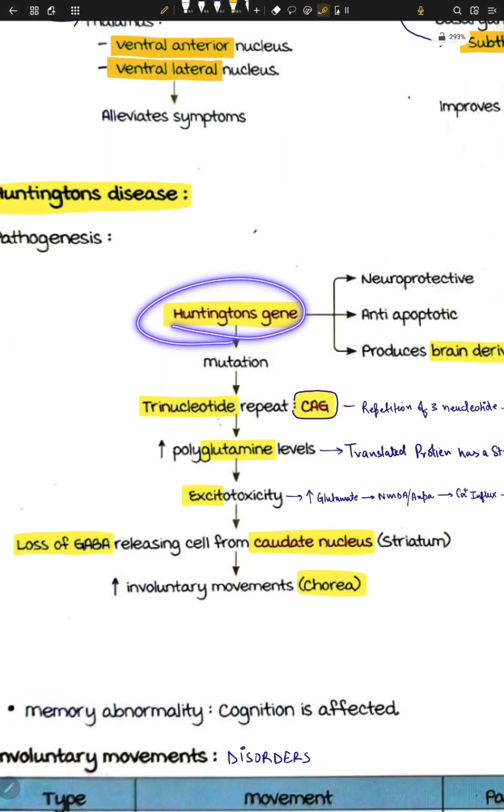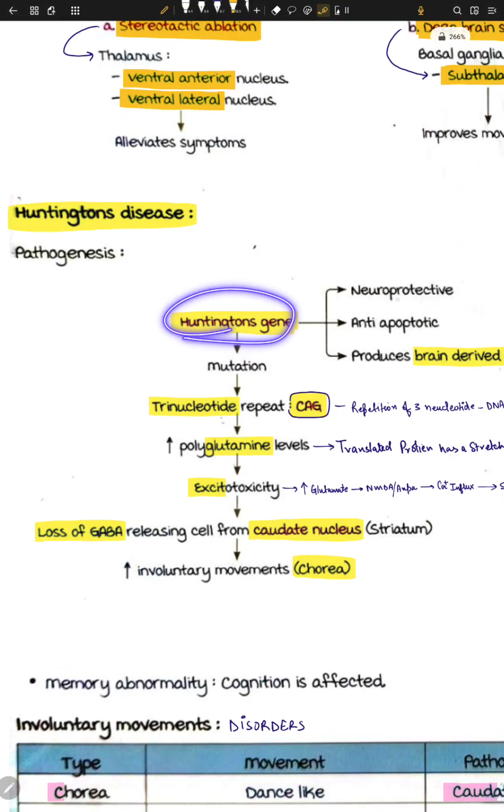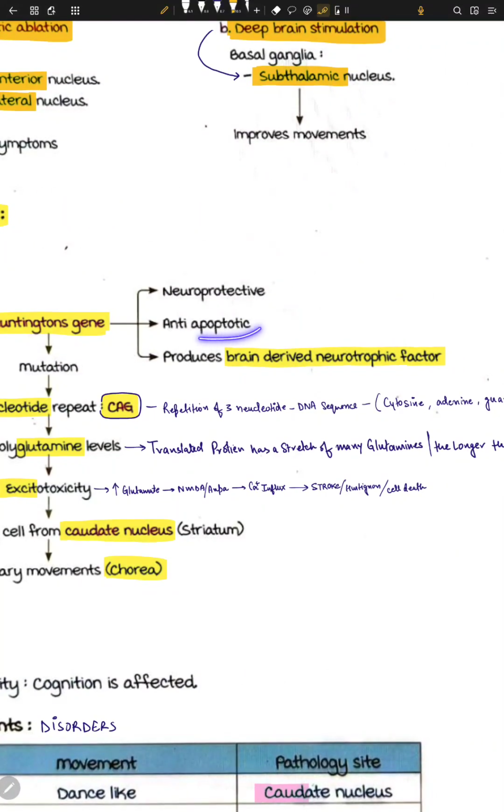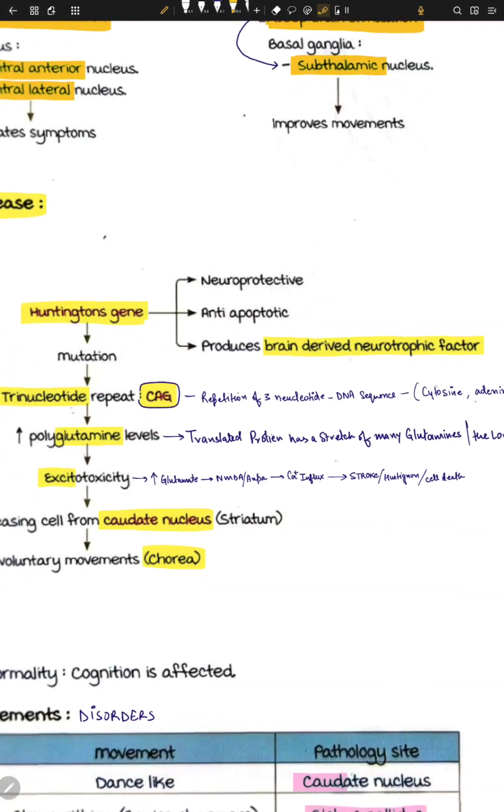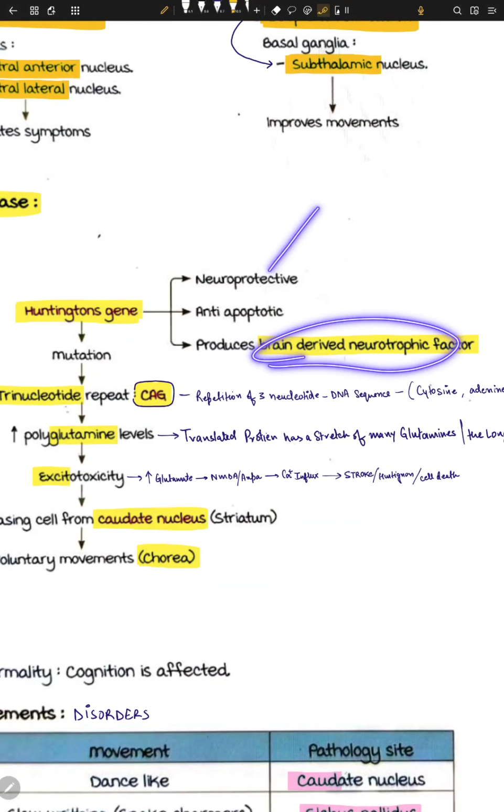So there is something called the Huntington gene. This gene is neuroprotective, very important. It's anti-apoptotic. What is anti-apoptotic? Apoptosis is a process of cell dying, cell suicide, basically. So it stops cells from killing themselves. It's anti-apoptotic and neuroprotective. It protects the neurons from radicals and everything. So we need this, and it produces something called brain-derived neurotrophic factor. It's very important for the plasticity of your neurons.